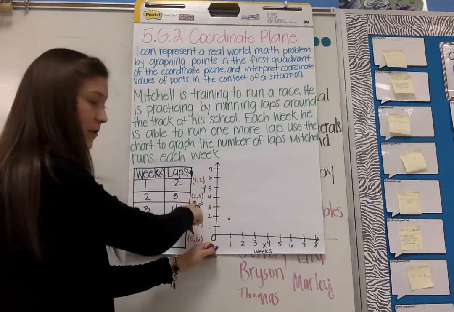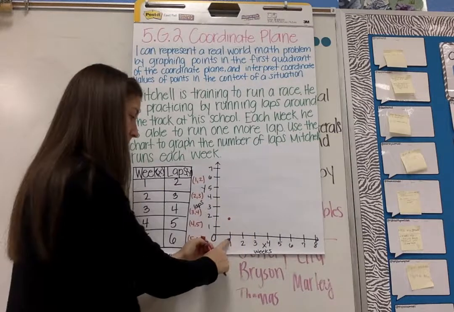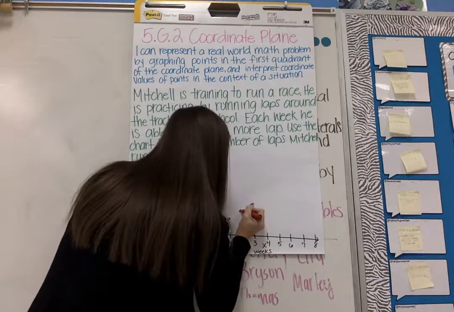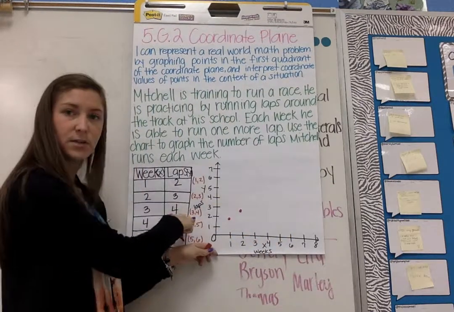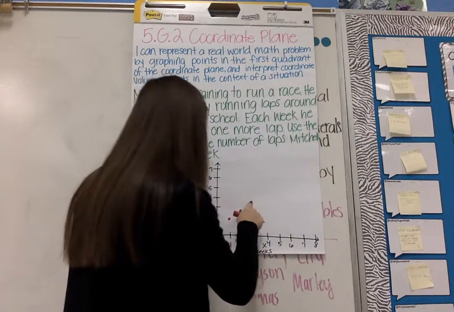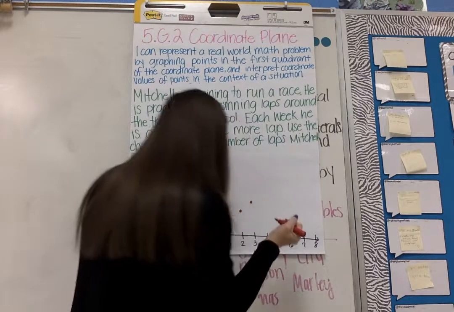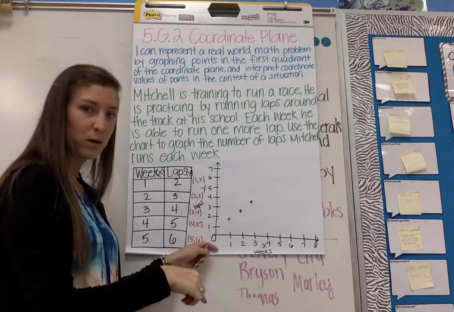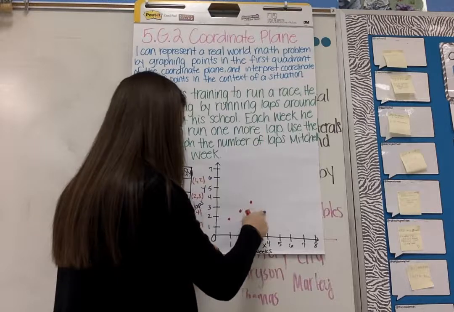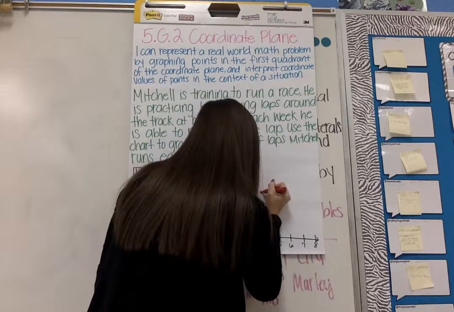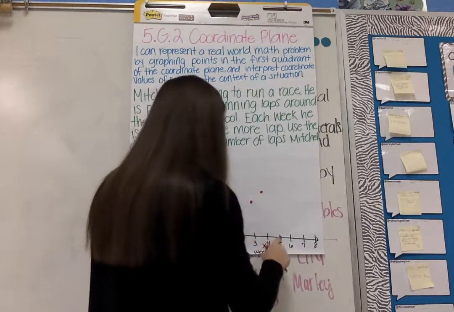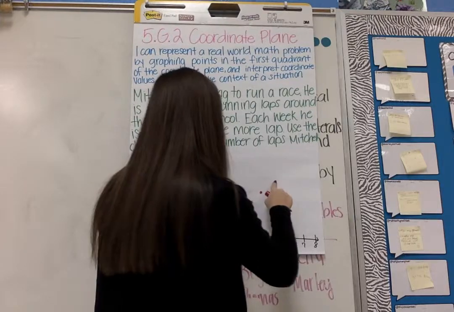Now, my next value is 2, 3. I move to the right 2 places, 1, 2. I move up 3 times, 1, 2, 3. My next value is 3, 4, so I'm going to do the same thing, 1, 2, 3, up, 1, 2, 3, 4. My next value is 4, 5. Move over 4, 1, 2, 3, 4. Up 1, 2, 3, 4, 5. My last point is 5, 6. Over 1, 2, 3, 4, 5. Up 1, 2, 3, 4, 5, 6.